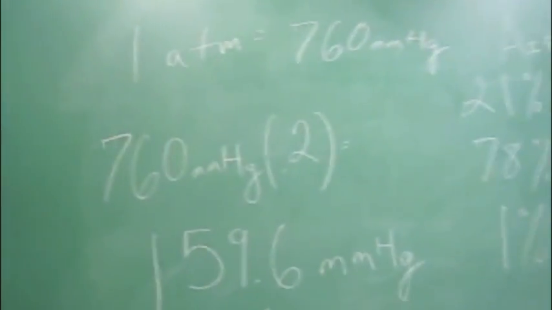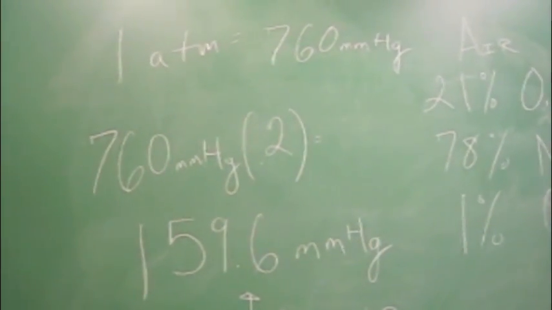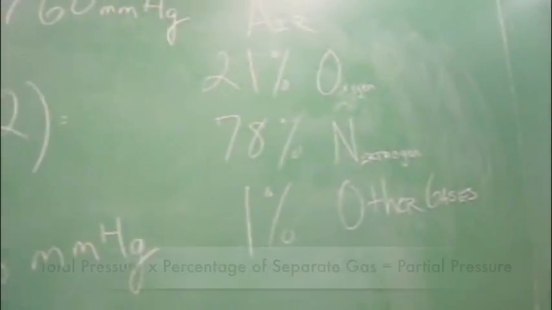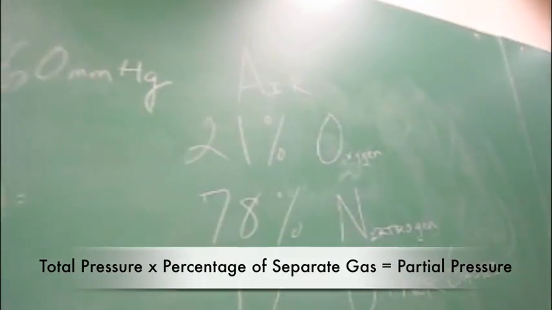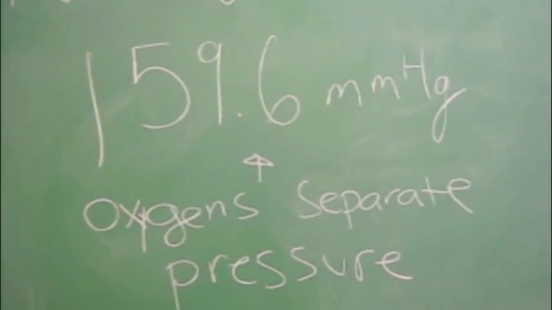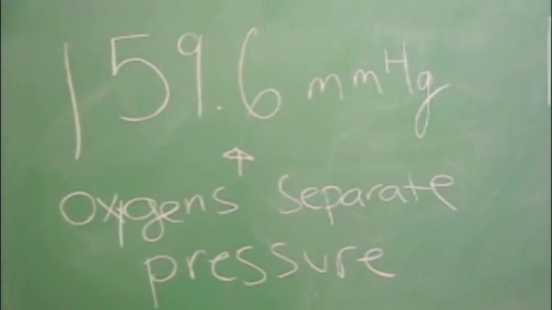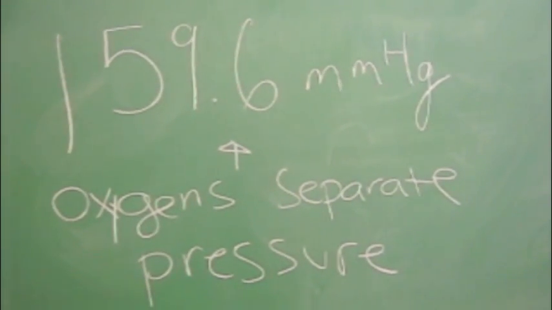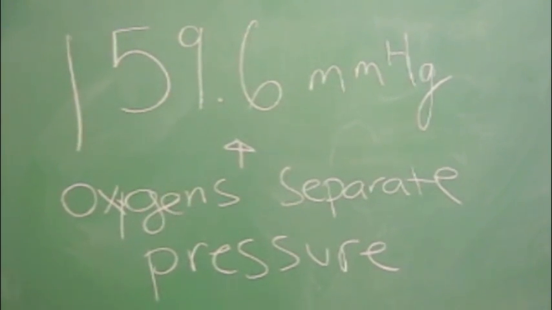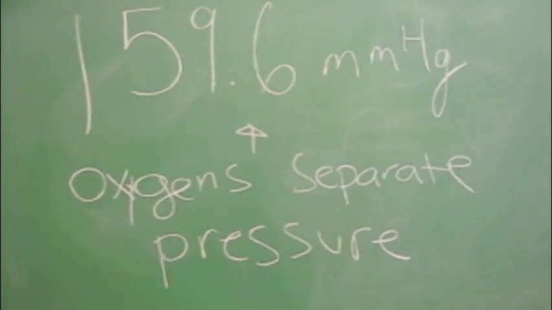And as we know, 1 atmospheric pressure equals 760 millimeters of mercury. So to use Dalton's law, you have to use the atmospheric pressure and multiply it by the percentage of oxygen. And when you solve that out, it equals roughly 159.6 millimeters of mercury, which means that oxygen's separate partial pressure in air is 159.6 millimeters of mercury.